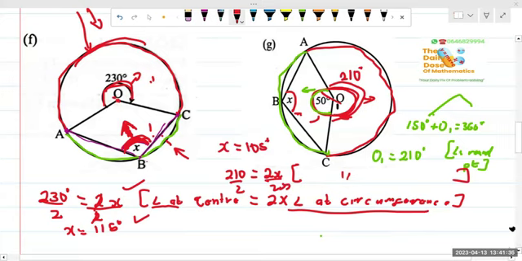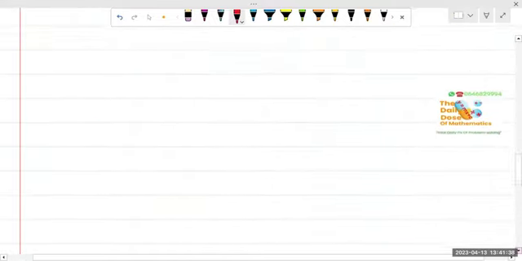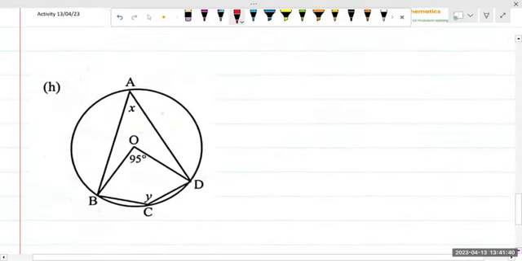Then, how would we mark such a question? Before we mark, let's do the following. You come and try the following as today's activity. So you do this one now.